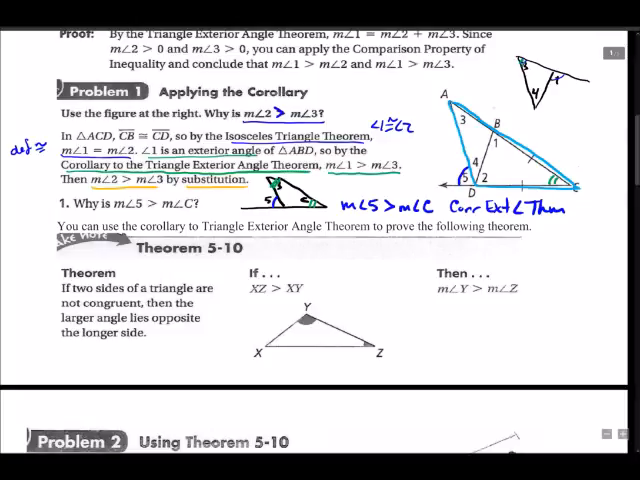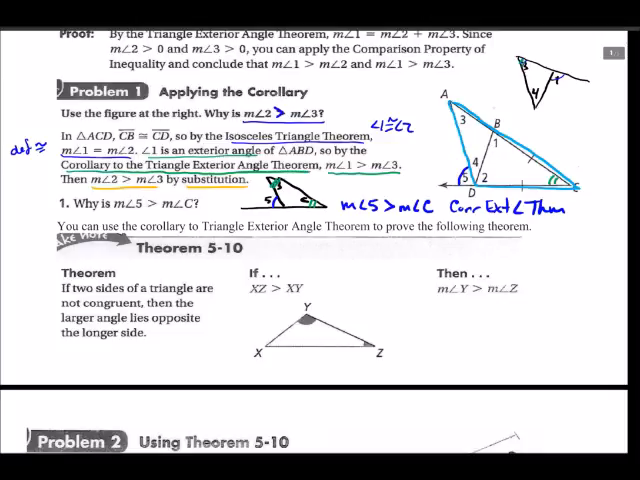So I redrew it here, and it turns out that angle C is a remote interior angle, and so is angle 3. So our corollary of the exterior angle theorem says that the measure of angle 5 has to be greater than the measure of angle C. Okay, that's not too bad. You've just got to find the proper triangles.